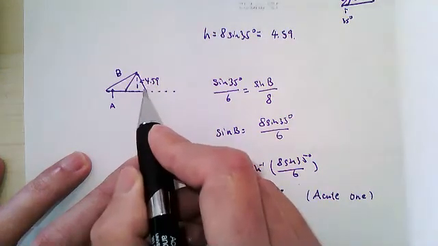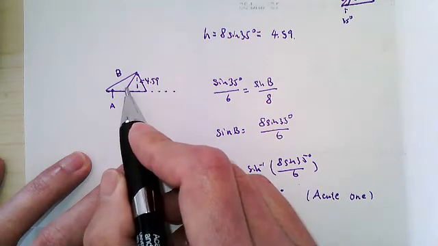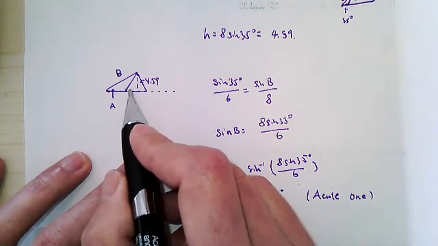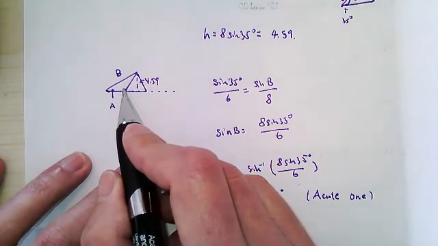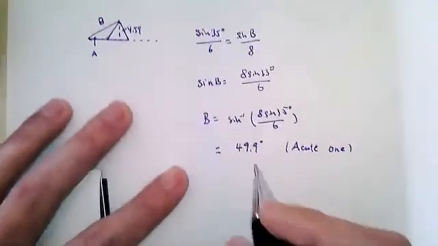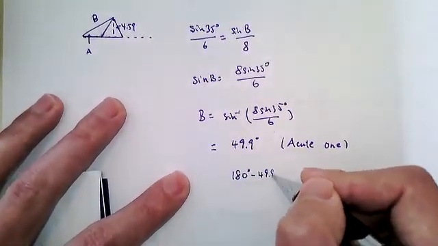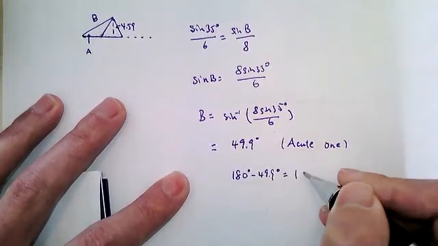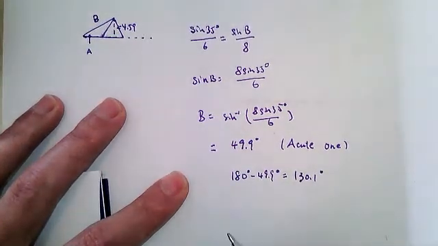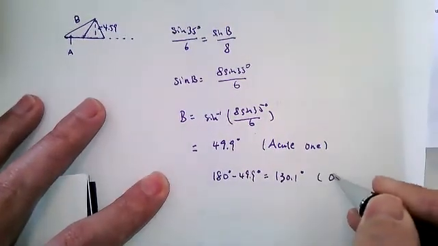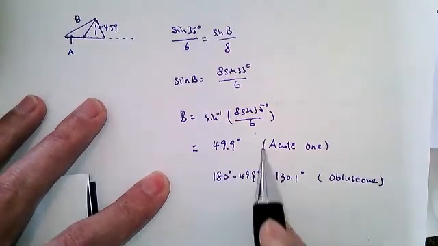Notice that this acute one is complementary with this obtuse one. Okay, this angle equals this angle, right? But the other one is just complementary to that one. So, it is 180 degrees minus 49.9, which is 130.1 degrees. Okay, you have two candidates for B.